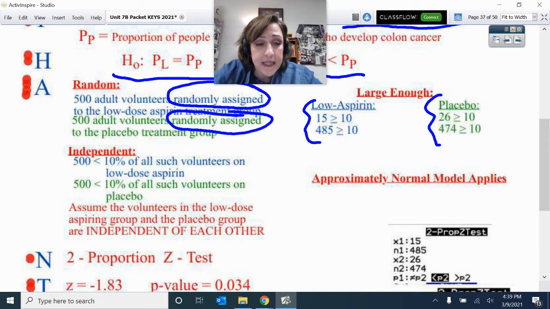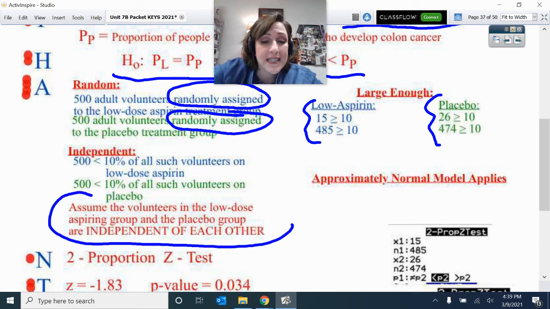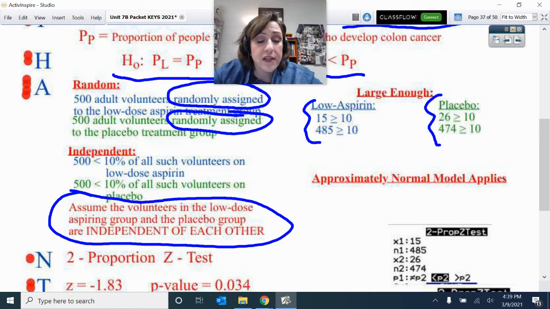And for the independence, that 500 was less than 10% of all the volunteers on low-dose aspirin, and so on for the placebo. I had quite a few people missing this still on the quiz that I graded from Monday. We are assuming that the P of L and the P of P, so the two different groups, are independent of each other. There was nobody being double counted. So this approximately normal model applies. You just have one normal model, guys.